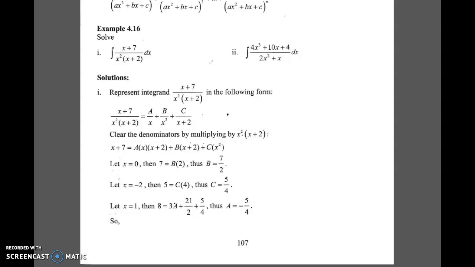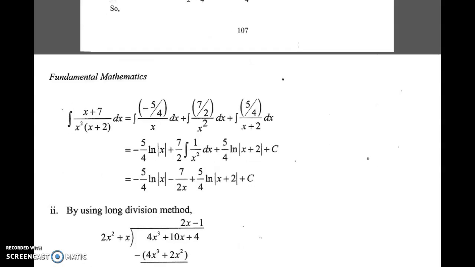Alright, let's continue with partial fractions and look at this example. This is an example of an improper fraction where you have 4x to the power of 3 over 2x to the power of 2. So this is bigger than this one.